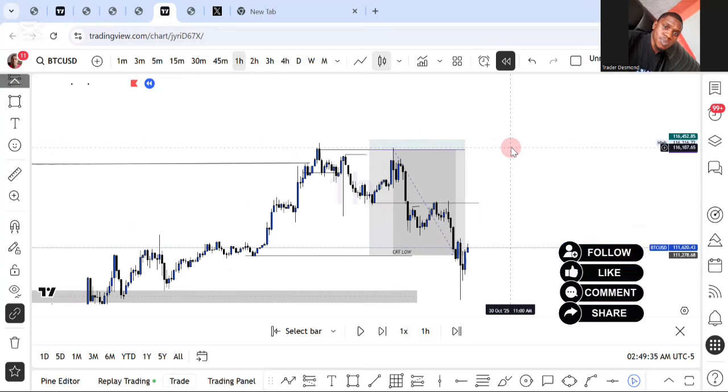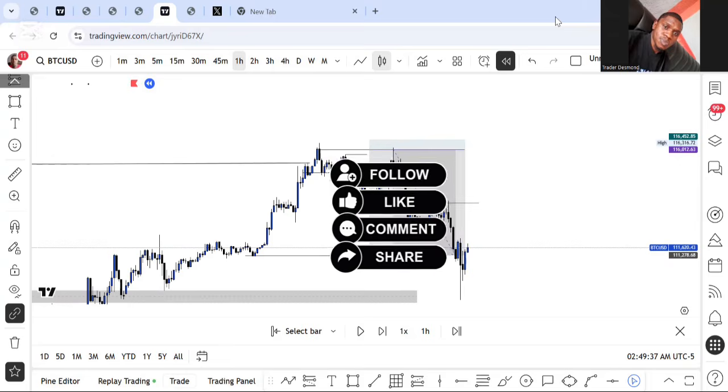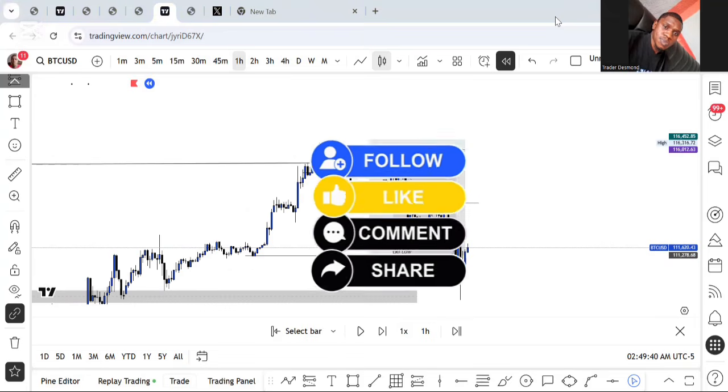You apply them, you study them, go back to your chart and practice them, and you see how effective they are. You get my point? So let's end this particular session.